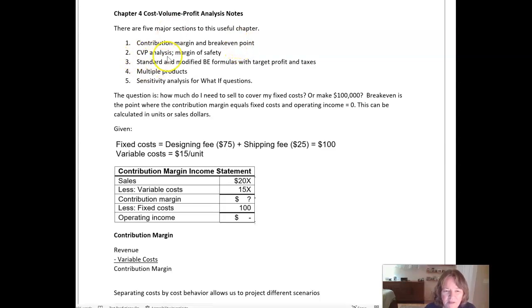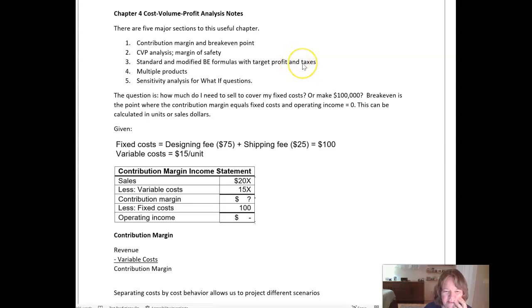Then CVP analysis and margin of safety. Standard and modified BE formulas, and all we're doing there is adding in target profit or not, and also the tax effect, and multiple products. So in this first part, we should be able to get through the first 2 for sure, and maybe part of this one. At least do target profit.